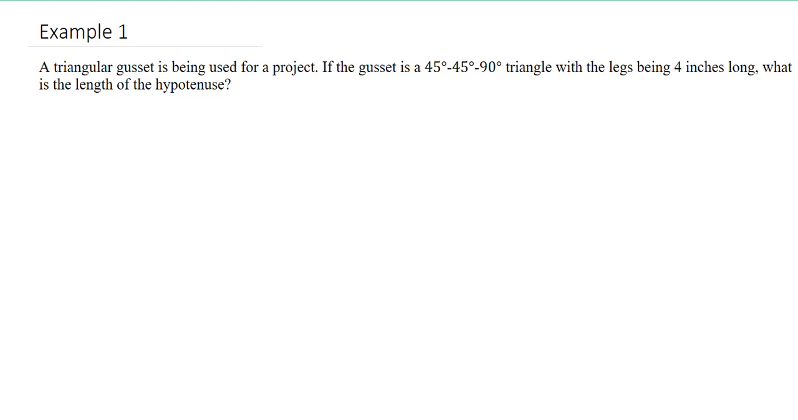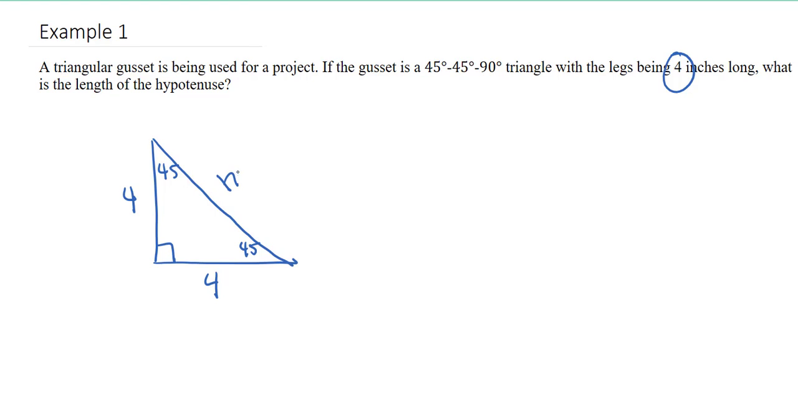Example 1: a triangular gusset is being used for a project. If the gusset is a 45-45-90 triangle with the legs being 4 inches long, what is the length of the hypotenuse? Let's write this out. This is 45, 45, and this is 90. The length of the legs is 4, so this is 4 and that is 4. So what is the hypotenuse? That's what we're solving for.